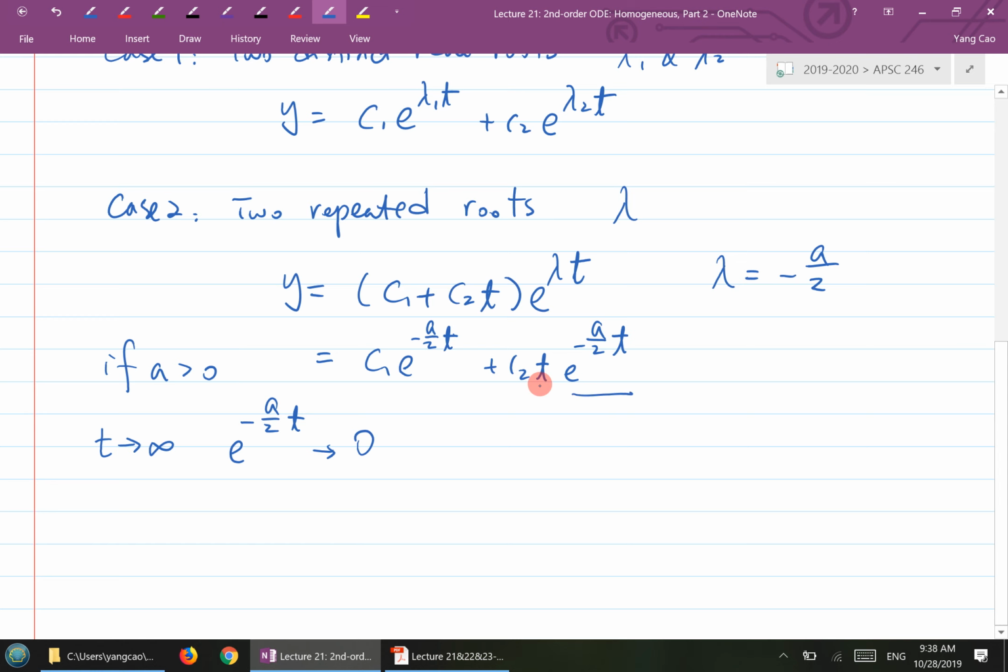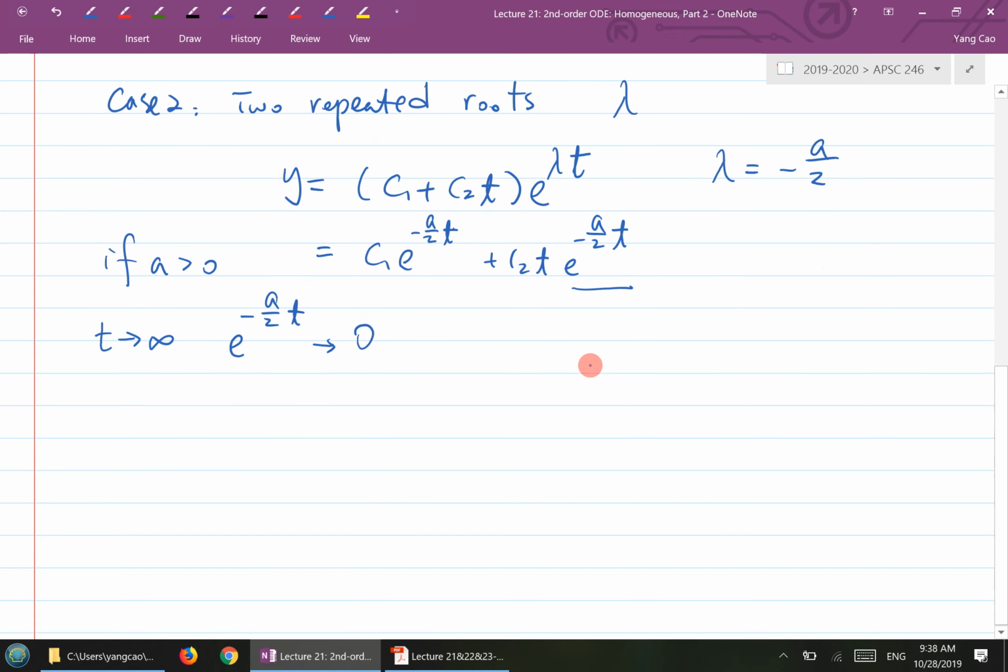But what about the second term? You know the exponential is going to go to 0. However, as t goes to infinity, t also goes to infinity. So now you have a dilemma: infinity times 0. Then what should that be? So what we do is use L'Hopital's rule to verify what this term goes to as t goes to infinity.